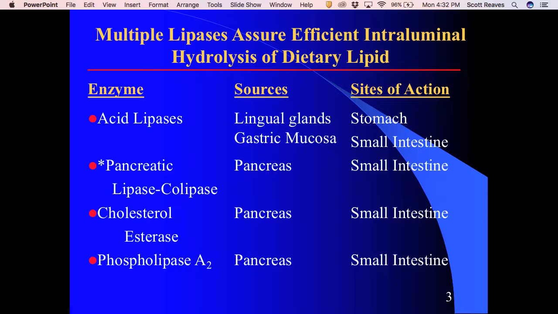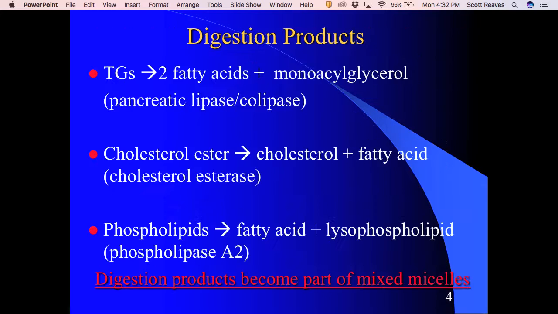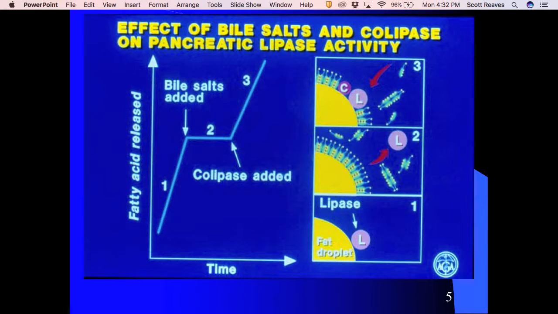Have you heard that term before, coenzymes? Might have heard it as vitamins or something like that. Well, this is a coenzyme for pancreatic lipase. It's called colipase. And this is what it does. The next slide, kind of two slides from here, shows the function of colipase.